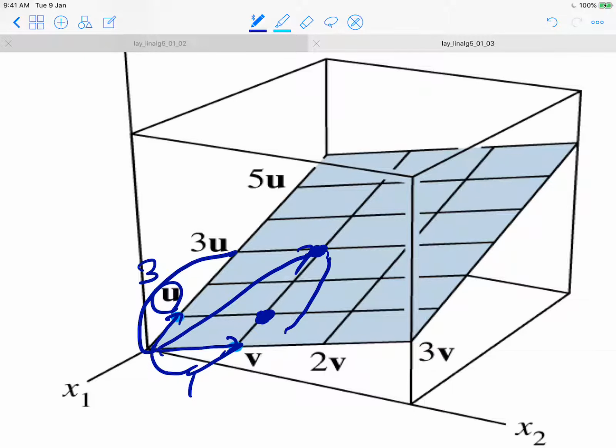Okay, so collecting all these ending points, the collection of these ending points will form this straight plane, right? So in this case, what if our b is somewhere over here? It is impossible to represent that vector b as a linear combination of this u and v. Okay, so this is when we have no solution at all.